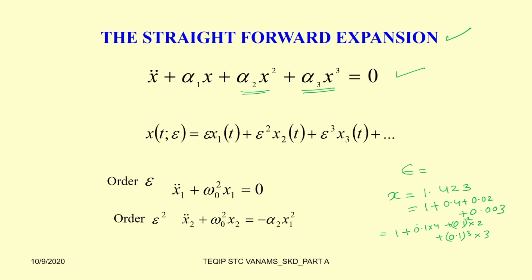So, if you are taking this epsilon equal to 0.1, this can be written equal to 1 plus epsilon into 4 plus epsilon square into 2 plus epsilon cube into 3. So, this example of this number 1.423 is similar to here this number x of t, epsilon. So, t is the time and epsilon is the bookkeeping parameter. By using this bookkeeping parameter epsilon, you can write down this number.